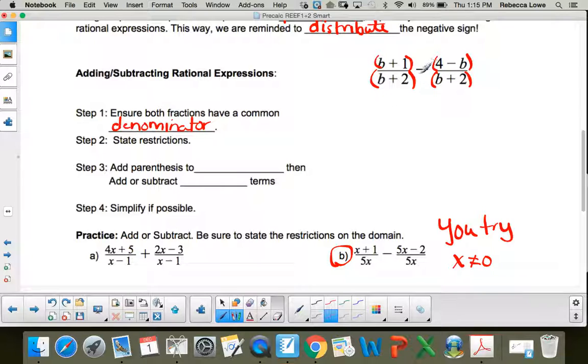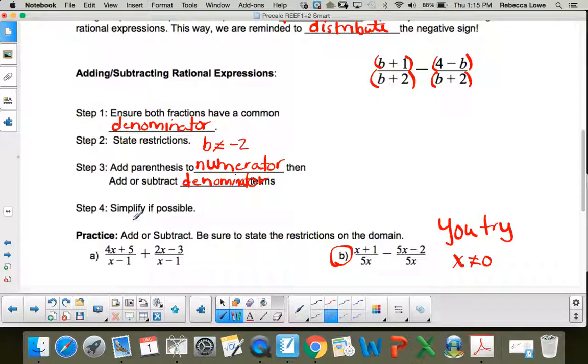Remember, we can't divide by 0. So the value of b that would make the denominator 0 is -2, and that means it is a restriction. B cannot be equal to -2 because then you'd be dividing by 0. So make sure you state your restrictions from the original problem. So we've already added the parentheses to the numerator and the denominator, and that's extremely good practice, and we want to make sure we continue to do that.